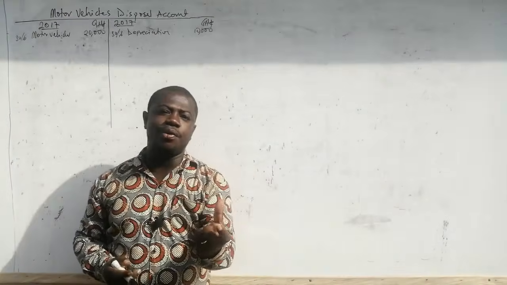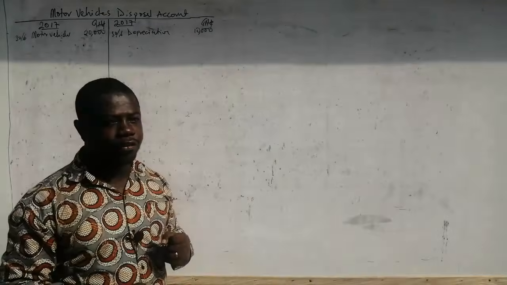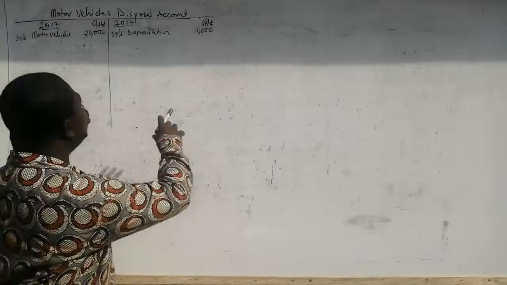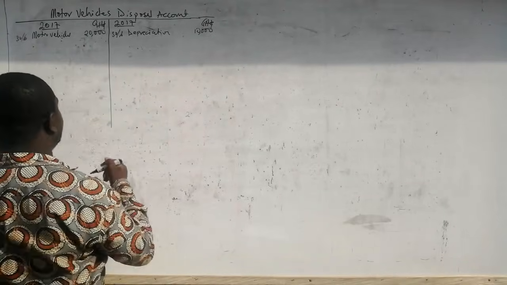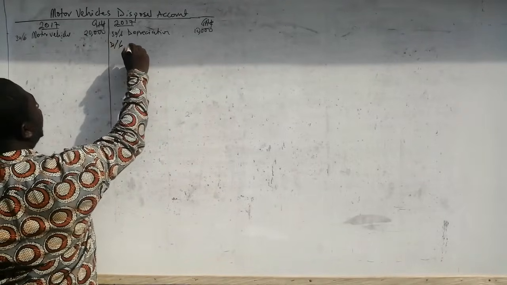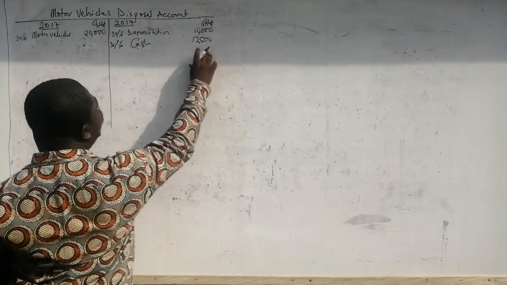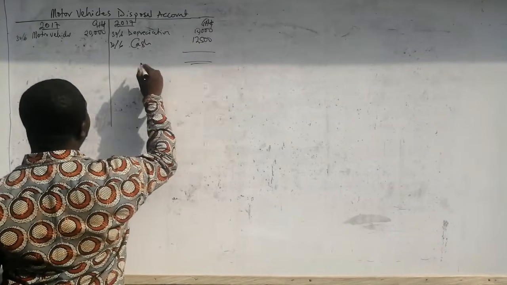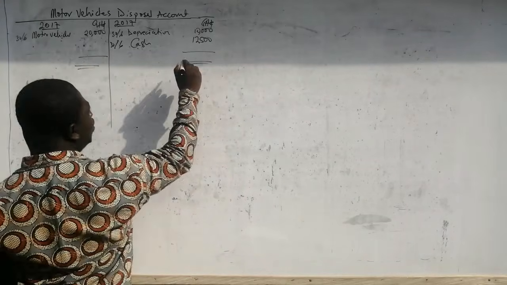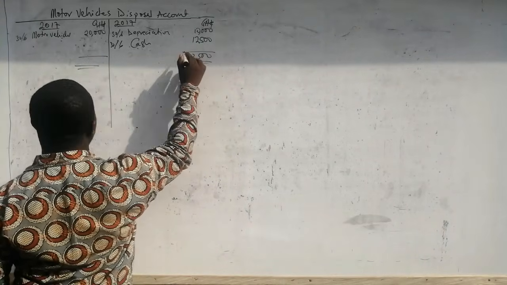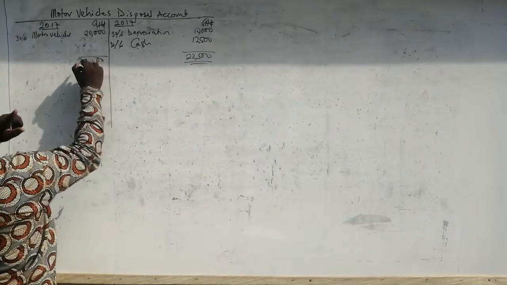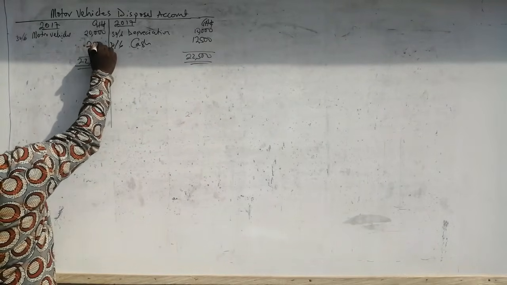And when you are selling and you are receiving that cash of 12,500, you debit your cash account, and so you would credit motor vehicle disposal account. And so on that date, we are going to say cash of 12,500. So now that we have recorded cash of 12,500, we are balancing off this account. We have 22,500 as total. We are going to get a difference of 2,500.